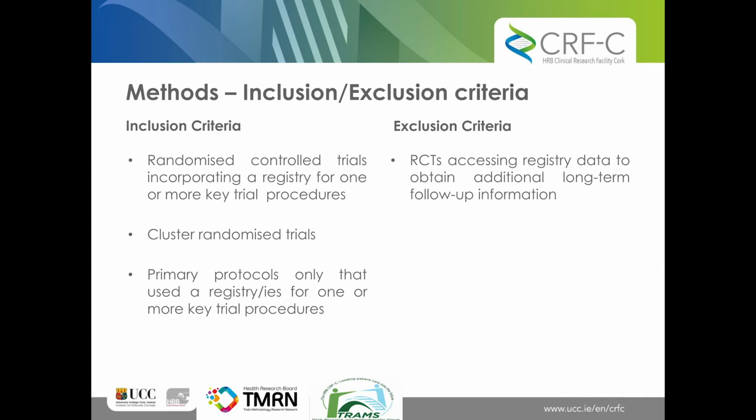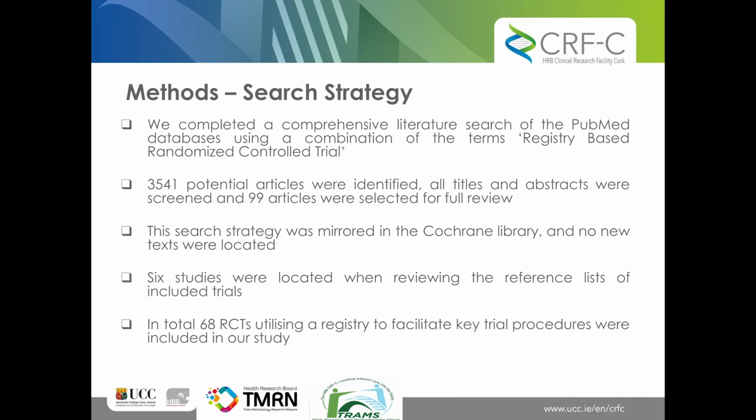We included cluster randomised trials, and we only included primary protocols that used a registry. We didn't include RCTs that used registries to obtain additional follow-up data. So we completed a comprehensive literature search in the PubMed database using a combination of the terms registry-based randomised control trial. This produced 3,541 potential articles, and we did have to screen all titles and abstracts.